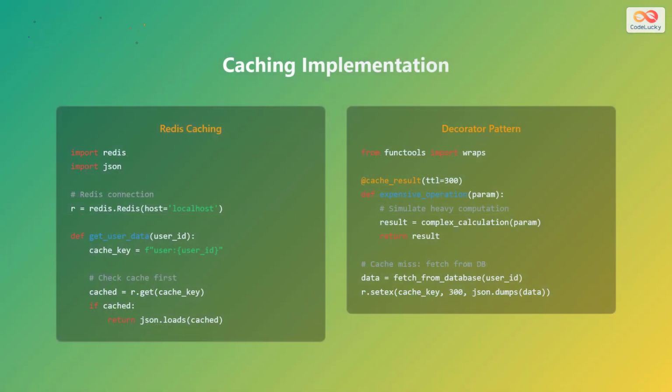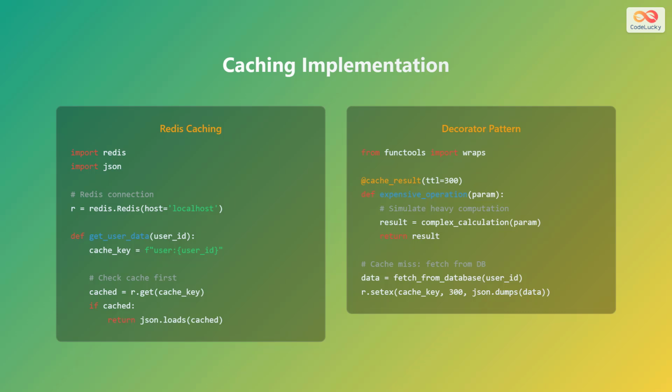Let us see a caching implementation example. We will be using Redis. First, import the Redis and JSON modules. Then create a Redis connection. Next, define a function called getUserData that takes user ID as input. Create a cache key using an f-string. Check if the data is already cached in Redis, and if so, return it. If it is not cached, fetch the data from the database, set it in Redis with an expiration time of 300 seconds, and then return the data.